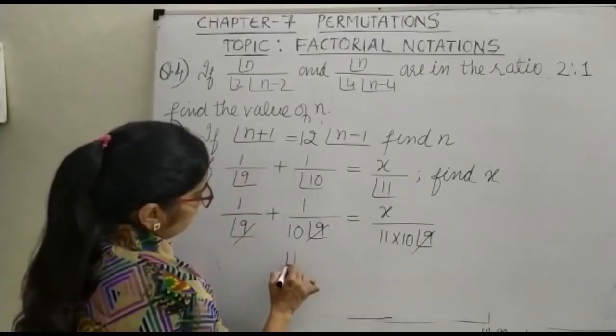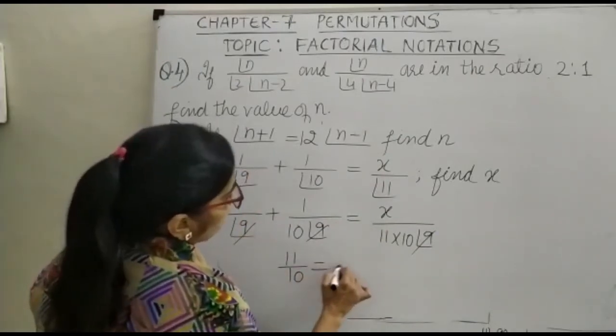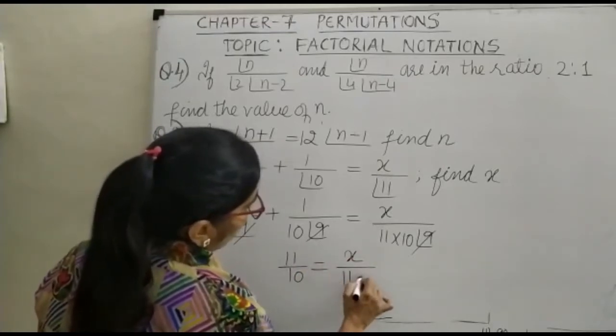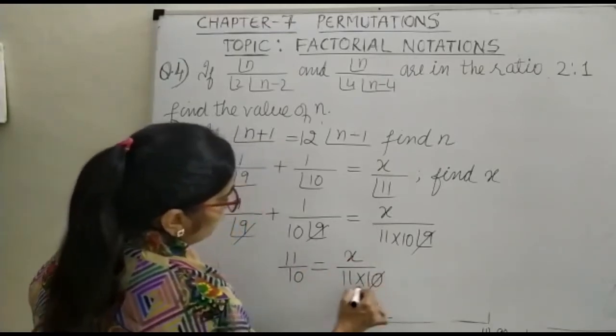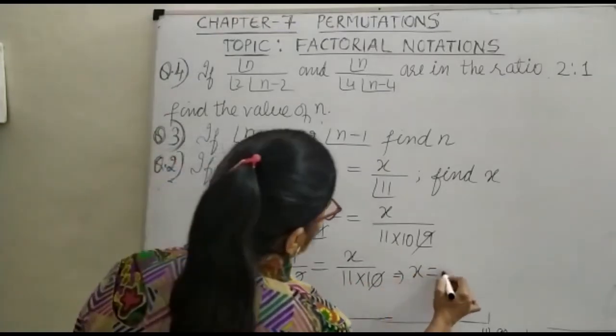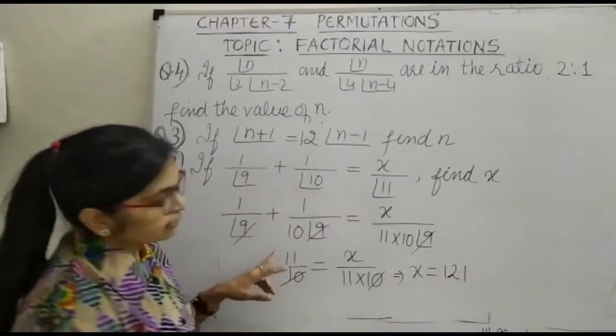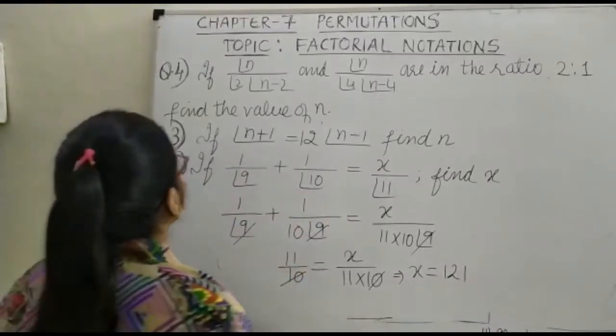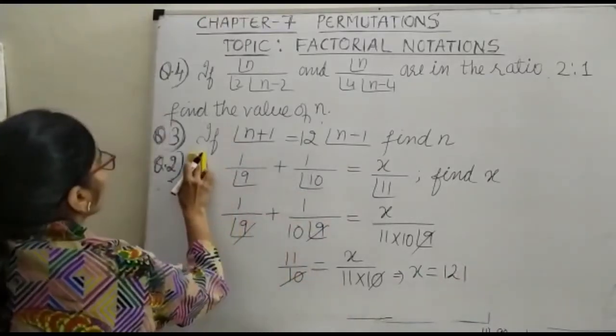Now this is 11 upon 10 is equal to x upon 11 into 10, right? Your 10 and 10 will be cancelled, so we are here with x is equal to 121, that is 11 into 11. Now moving on to the question number 3.